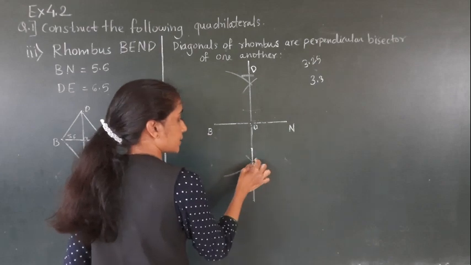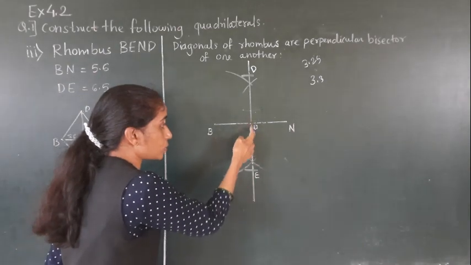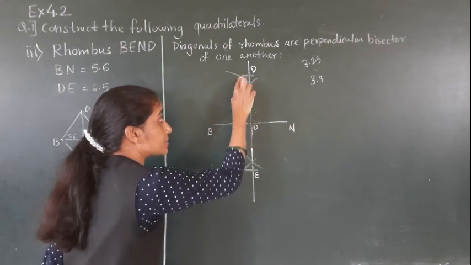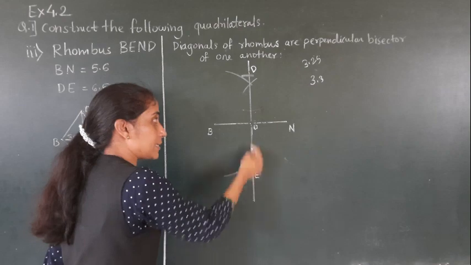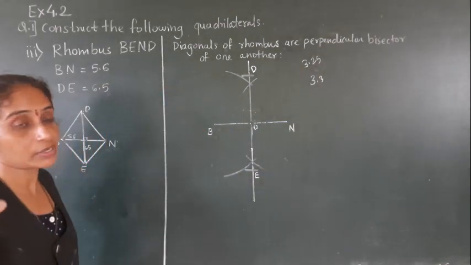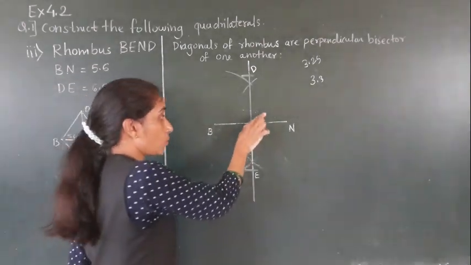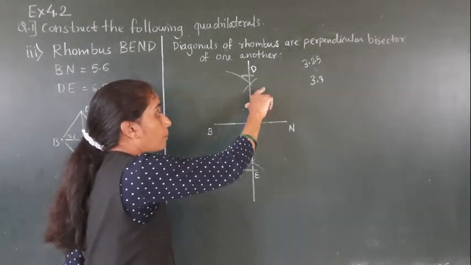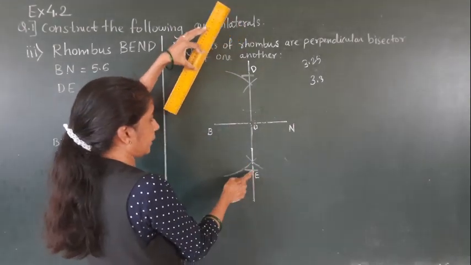Don't take this part. This part we made to construct the bisector. It does not mean this measurement is 3.25. No, for this line we have drawn this arc as the bisector. We got this diagonal, and then we got 3.25. So take 3.25 measurement in your compass and, with O as center and 3.25 radius, draw an arc up and down. Now we got points D and E.